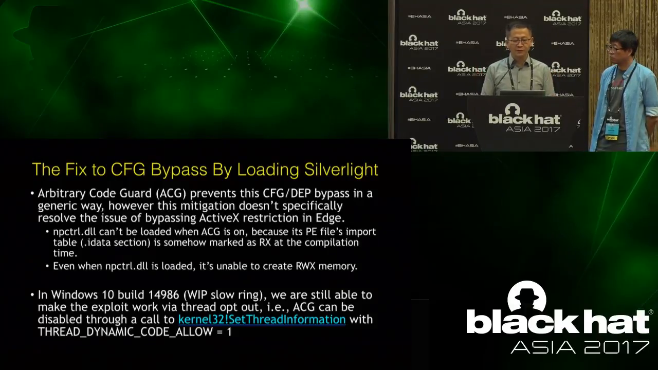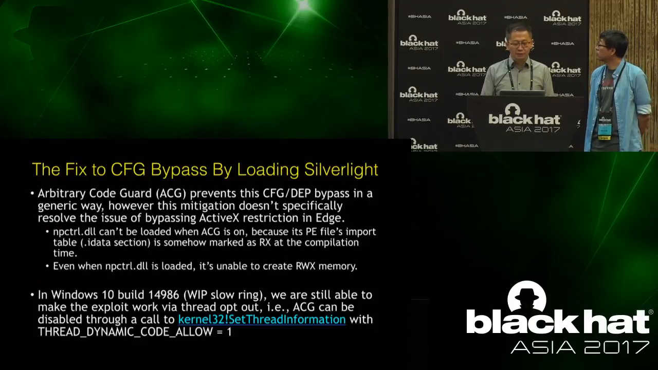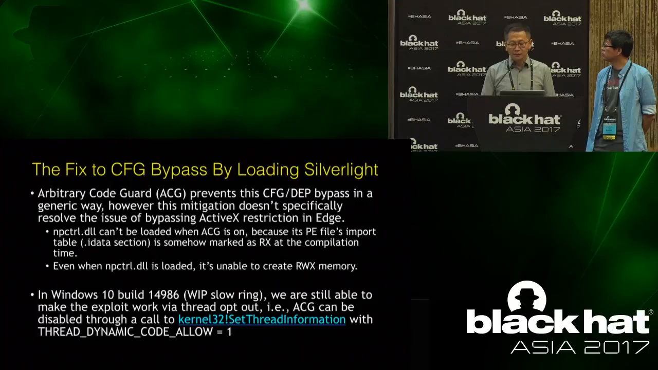Microsoft kind of fixed this, but it's a generic fix by the arbitrary code guard. It's not particularly fixed for the approach we used. The arbitrary code guard can prevent the load or execution of some of the libraries. That's why it's in some ways a generic fix. When the arbitrary code guard is on, np-control.dll cannot be loaded because its PE file's import table, the .idata section, is marked as read and executable only. And even if we can find a way to load this, we still cannot make it generate the read-write executable memory.